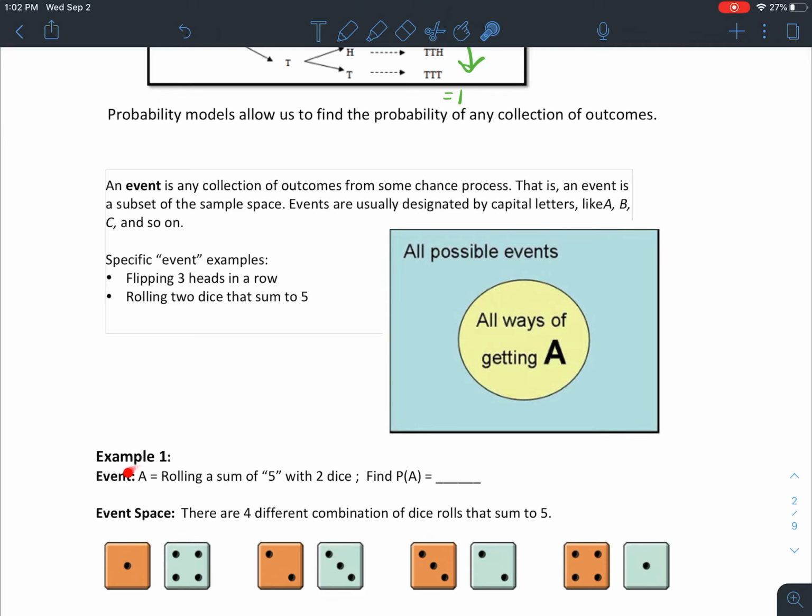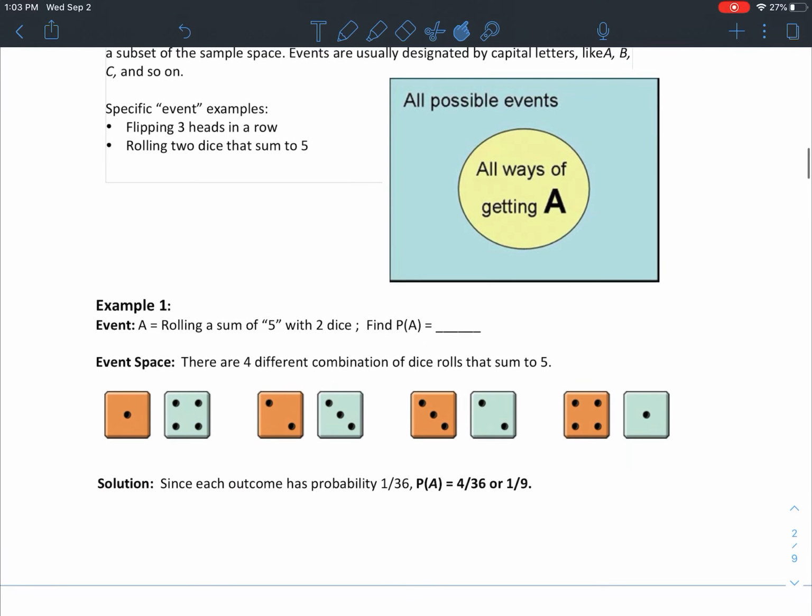Of course, when we're talking about an event, a lot of times we designate an event with a capital letter and then we define what that letter is. Here we're going to define event A as rolling a sum of 5 with 2 dice. On the previous page of your notes, I had listed all the sample space of rolling 2 dice. You could see all the 36 possible outcomes, but of those 36, there really are only 4 that are favorable, 4 that show a sum of 5.